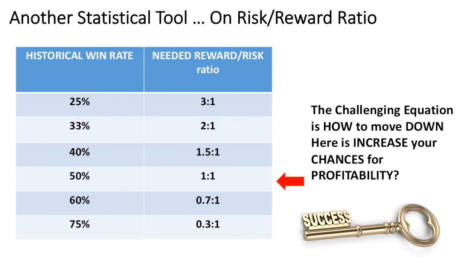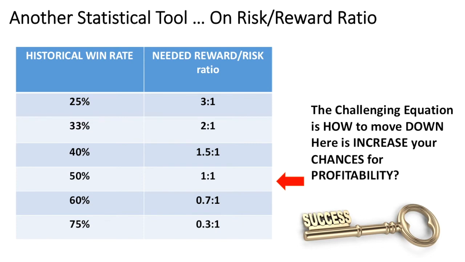Now, as you go higher, 60 to 75%, guess what happens? The reward to risk ratio can actually go down to 0.7 to 1 and 0.3 to 1. Basically, at the 75% level, if I'm right 75% of the time, I could be risking 100 points in order to make 30 points. Now, you might say, hey, that's so illogical. Who would want to do that?